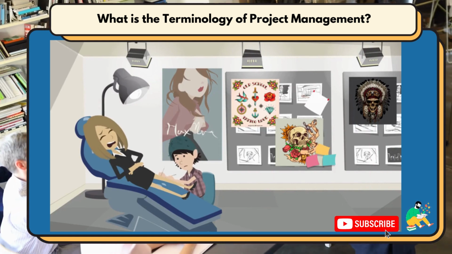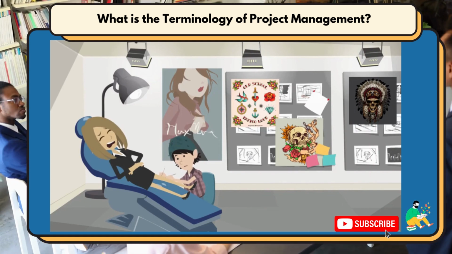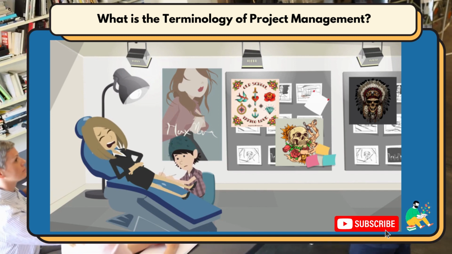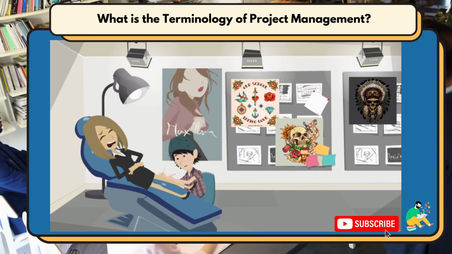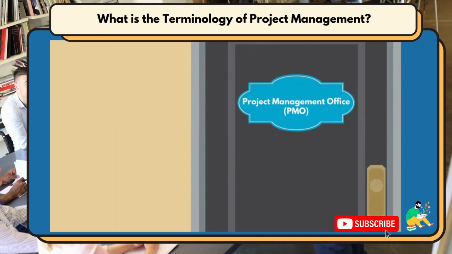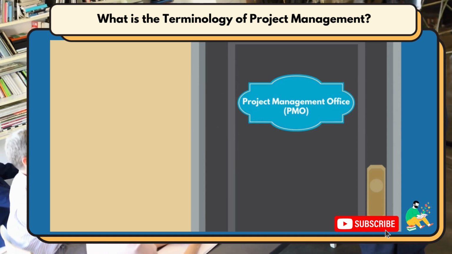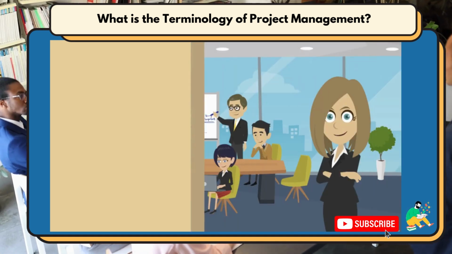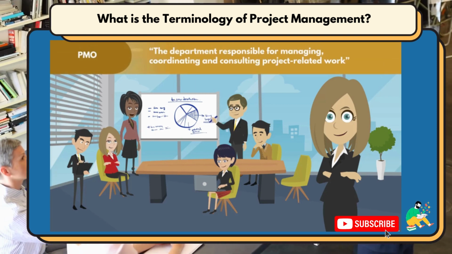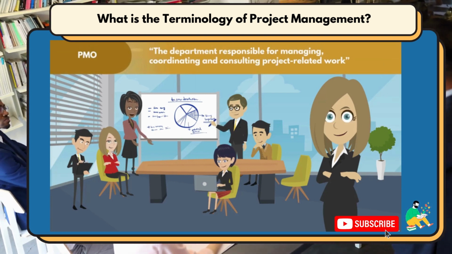And given that, as of next lesson, we're diving straight into the life cycle of a project, it'd be best to reacquaint ourselves with some of these. Okay, one term we haven't mentioned yet is the Project Management Office, PMO. This is the name of the department responsible for managing, coordinating, and consulting project-related work.